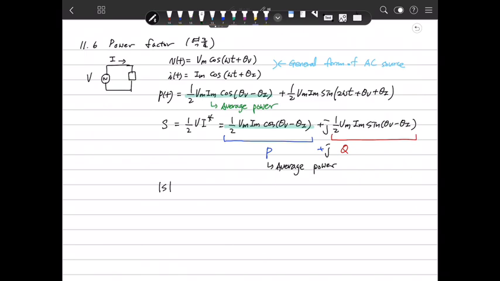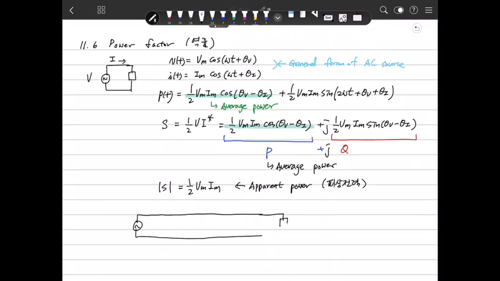We have the magnitude of the complex power. We call this apparent power, 피상전력 in Korean. It is one half Vm Im. Actually, we have a source here, and the long line here, and this is a load.